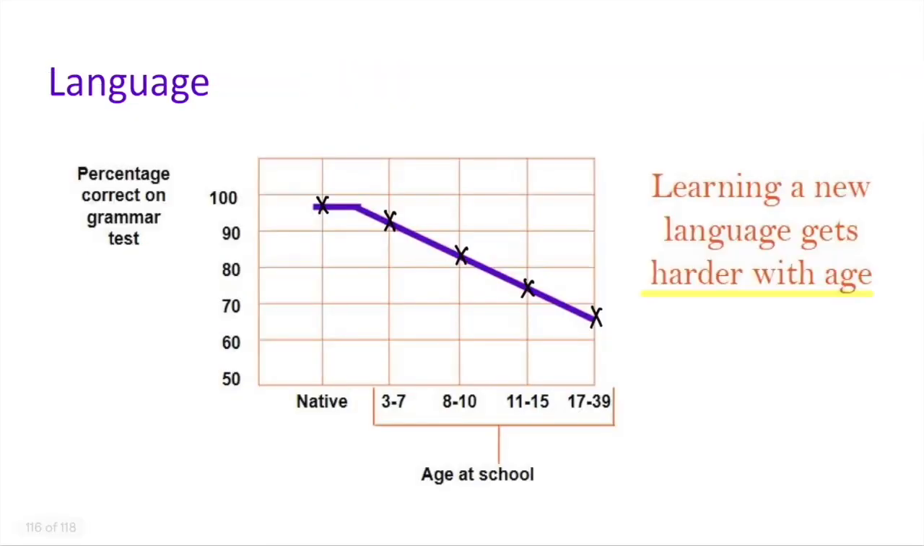More with language. Learning a new language gets harder with age. Here's a graph because I know how y'all love data. A native speaker, okay, can typically get around 95% correct on a grammar test. Then if someone's learned it by their toddler years, they're still in that same category. But as you get older, in a foreign language, it gets much more difficult to do.